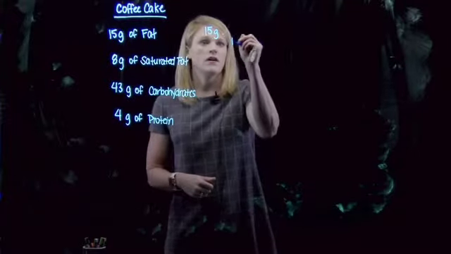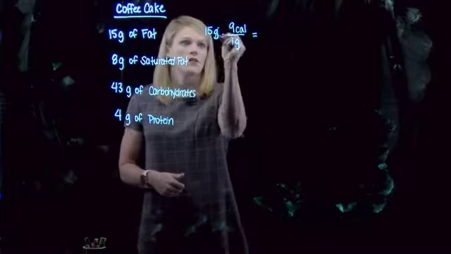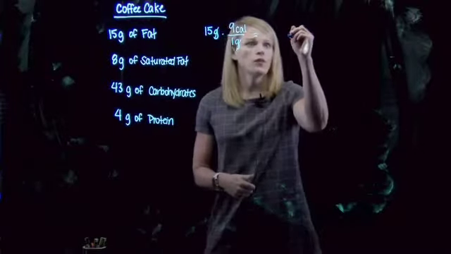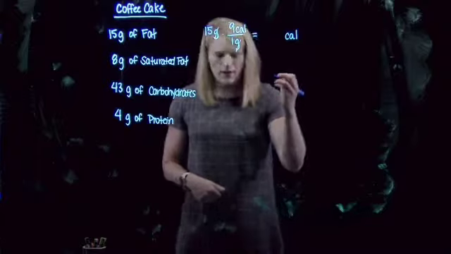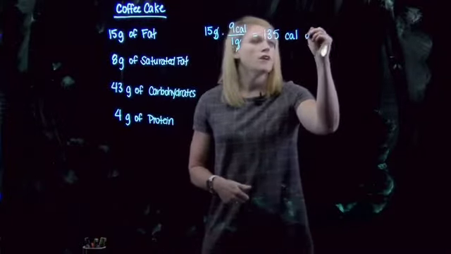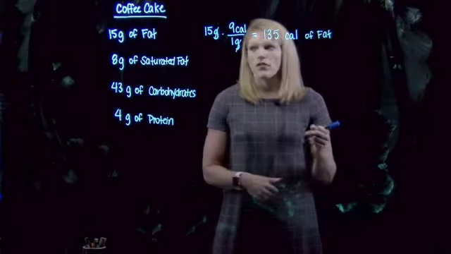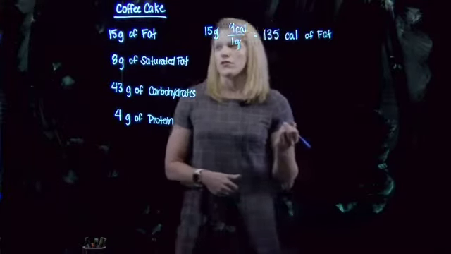We also know that for every 1 gram of fat, we have 9 calories of energy. So we're going to do a simple multiplication problem. Our grams cross out, we're left with calories, and that gives us 135 calories of fat. We'll repeat the same process for each of the rest of the nutrients.